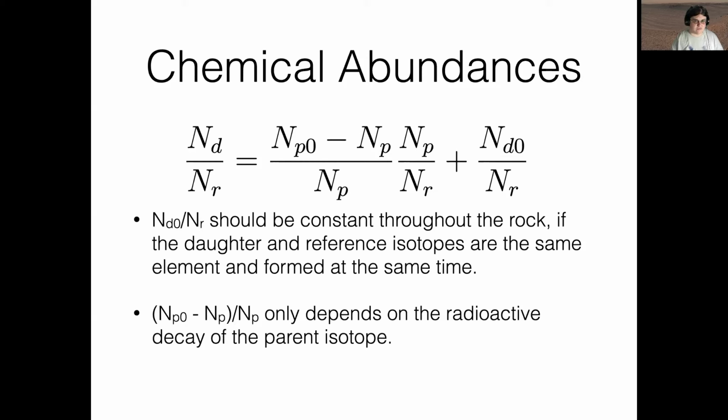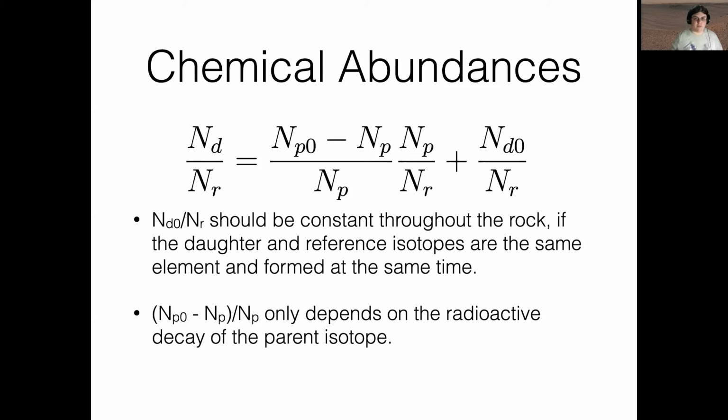And NP0 minus NP divided by NP is also constant throughout the rock because it only depends on the age. It can be a different number as the rock ages, but it should be constant throughout the rock. So that means we have two constants that are only determined by the actual rock and two ratios of things we can measure. So what we can do is fit a line.